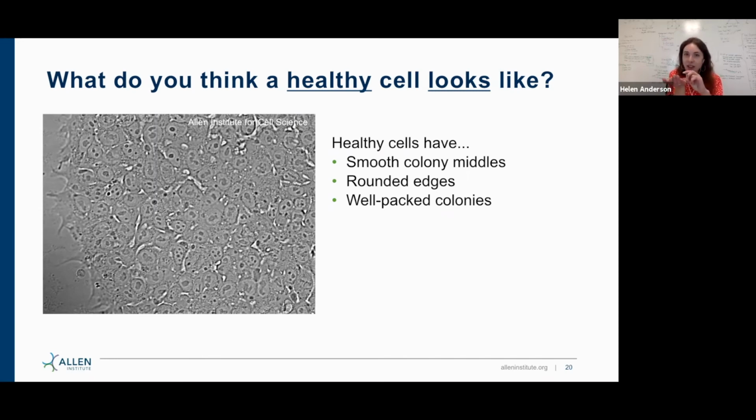When our cells are healthy, they have smooth colony middles, meaning that the colonies or clumps that they grow in are nice and smooth because all of the cells are well connected to each other. They're holding hands very tightly. They're well packed. And they're also sticking down on the surface of that plastic plate that we grow them on very tightly. The colonies will also have smooth edges with rounded edges.